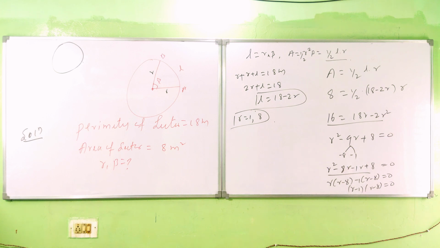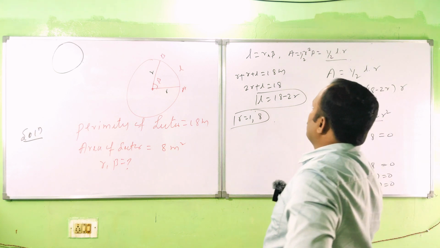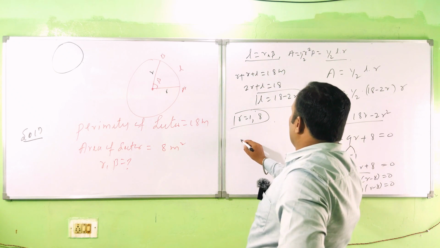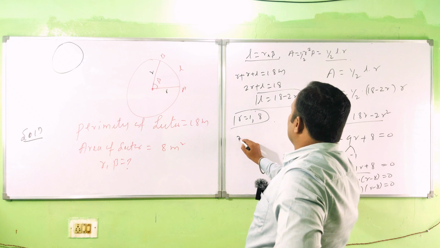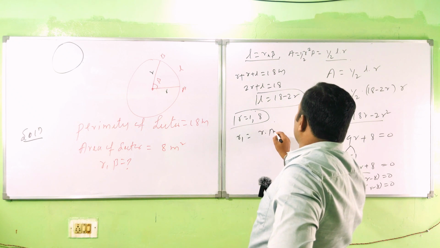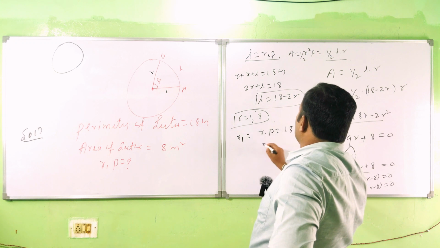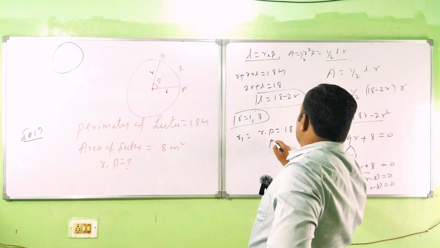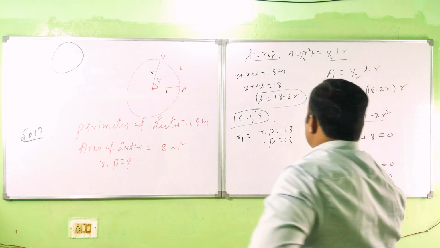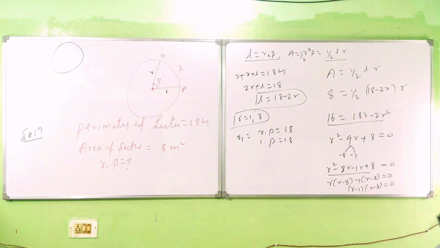Just putting r is equal to 1 somewhere else. Here they are given what is the length? If r is equal to 1, then r into b is equal to 18. Then r is equal to 1 means b is equal to 1 into b is equal to 18, or 16.